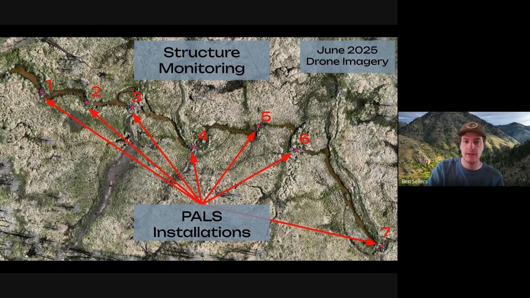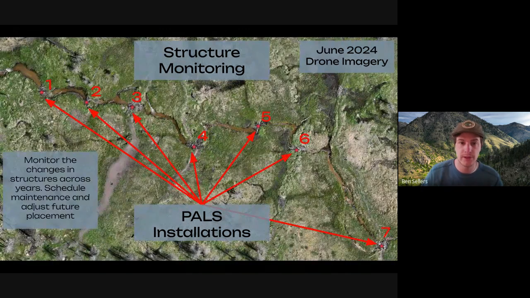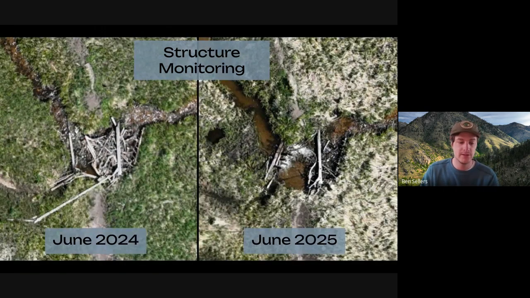So here we have a 2024 and a 2025 map showing all the structures. And the resolution of these drone maps lets you zoom in and evaluate how structures are changing. This is an example of one that had failed in the time between site visits. This data is useful to have evidence for when structures need refilling or when they need to be extended to continue giving the benefits that those low-tech structures provide.